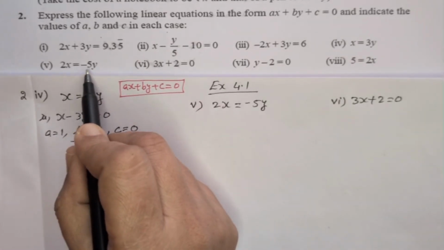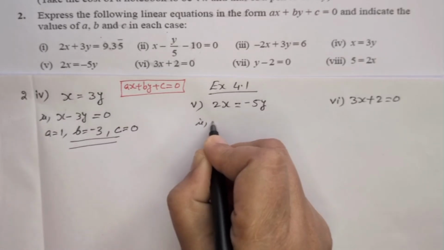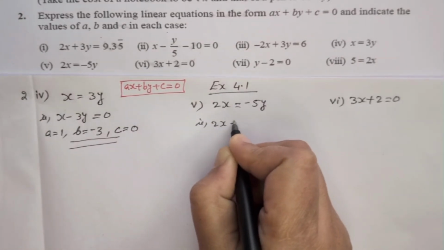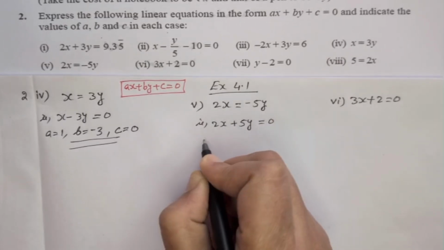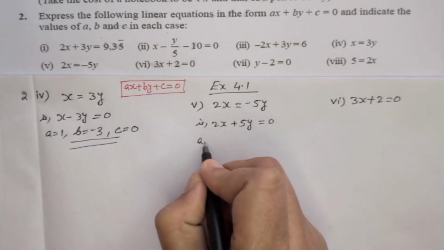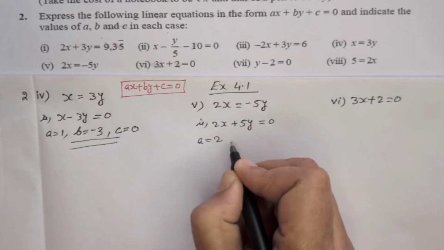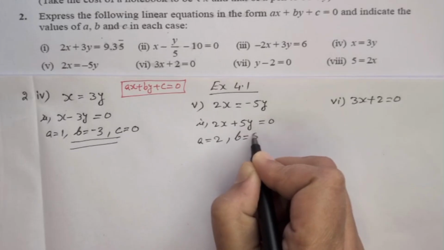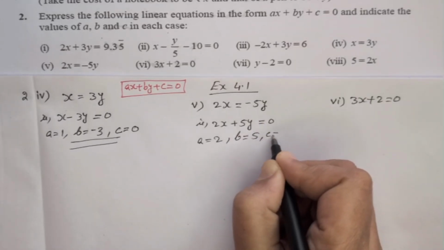Next one, 2x is equal to minus 5y. That we can rewrite as 2x minus 5y, when we are moving to the left side, it will become plus 5y equal to 0. And comparing, a is equal to 2, the coefficient of x, that is 2, b the coefficient of y, that is 5, and c means the constant, no term, so 0.